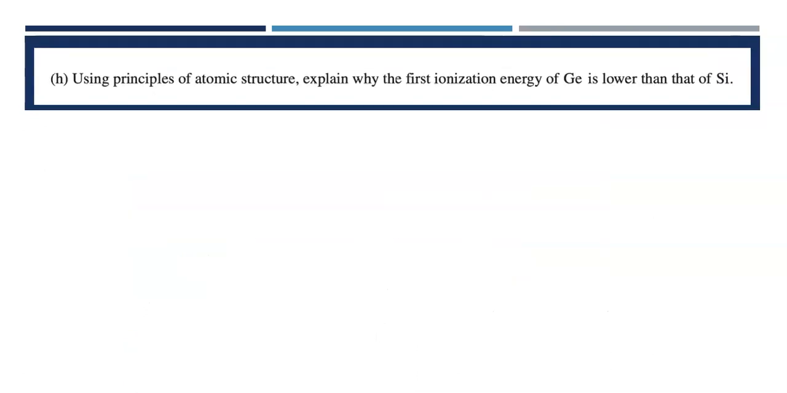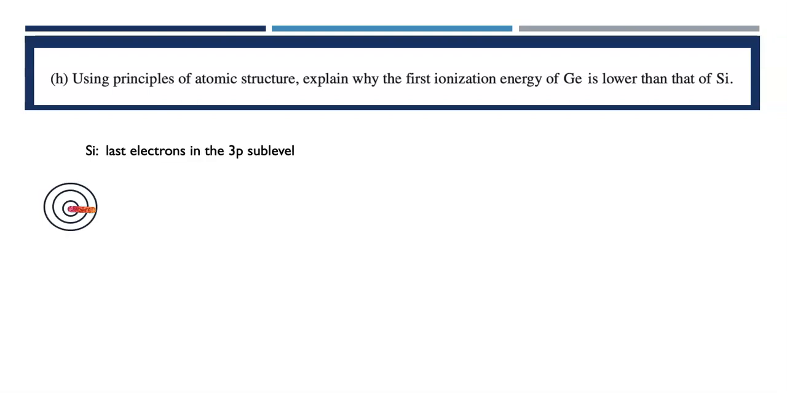Part H says, using principles of atomic structure, explain why the first ionization energy of germanium is lower than that of silicon. And I'm going to give you a hint here. Anytime they say use principles of atomic structure to explain a periodic trend, make sure you talk about either the Coulombic attraction of the electrons to the nucleus or the number of occupied energy levels. That's always what you need to focus on with these kinds of questions.